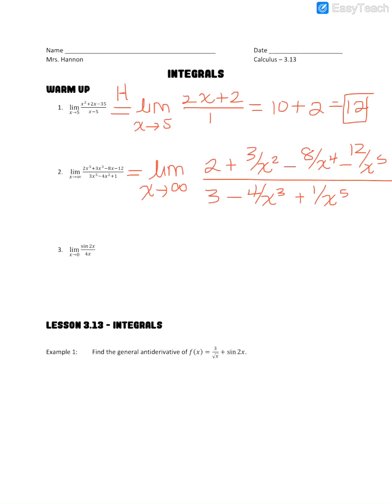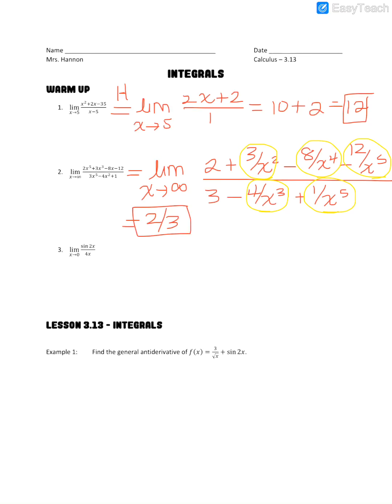Okay, and then anywhere where we have an x in the denominator, those are all going to have an infinity in the denominator. And remember, when we have a fraction where the denominator gets infinitely large, the fraction gets infinitely small. So each one of those is a 0, and this gives us 2/3.